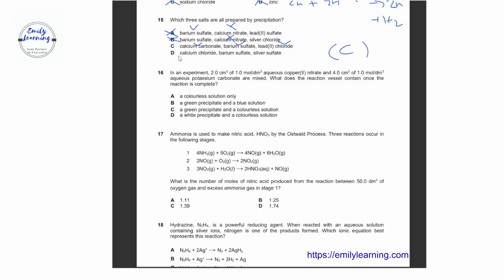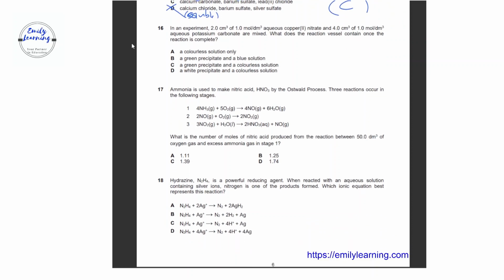So why is D wrong? Calcium chloride is soluble. All chlorides are soluble except for silver as well as lead. So calcium chloride is soluble. Barium sulfate is insoluble. Silver sulfate is soluble. So therefore, D is eliminated. Your answer is C.